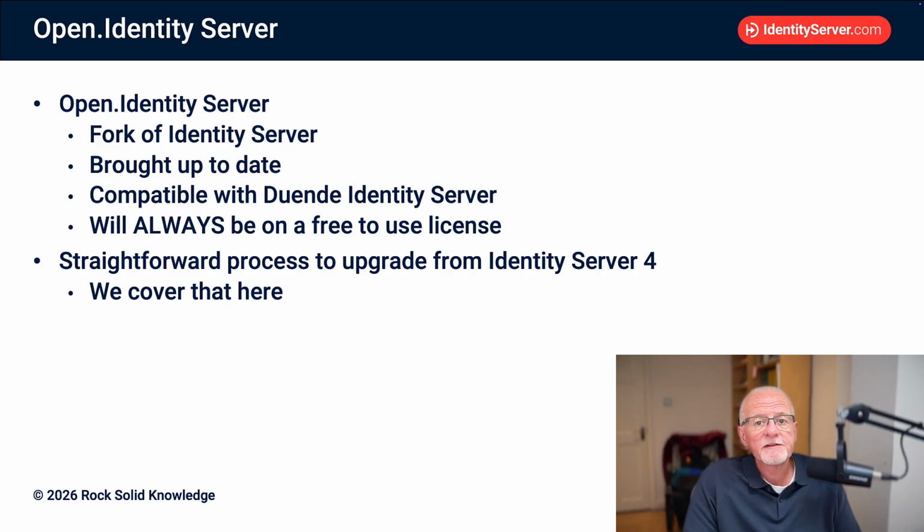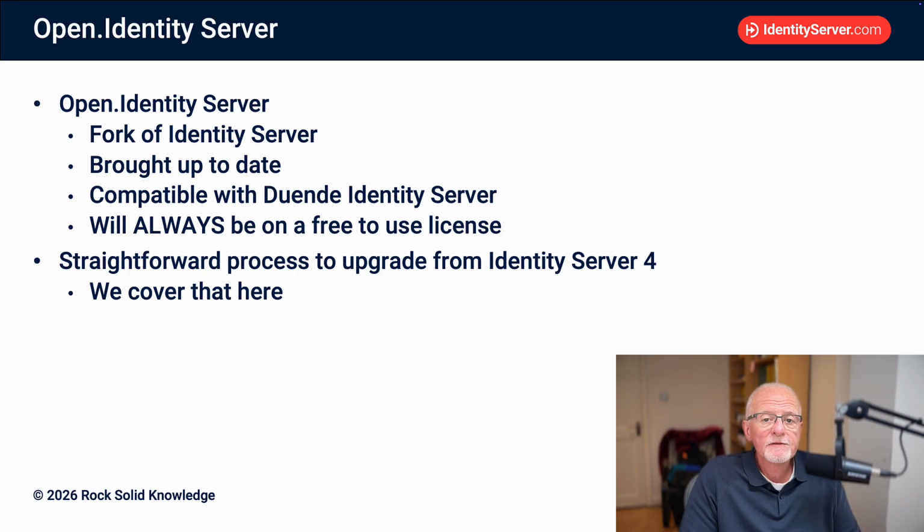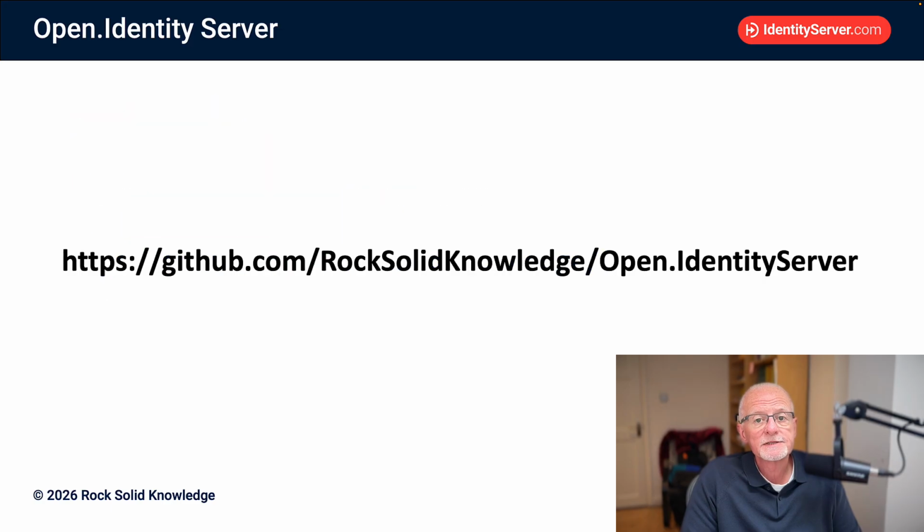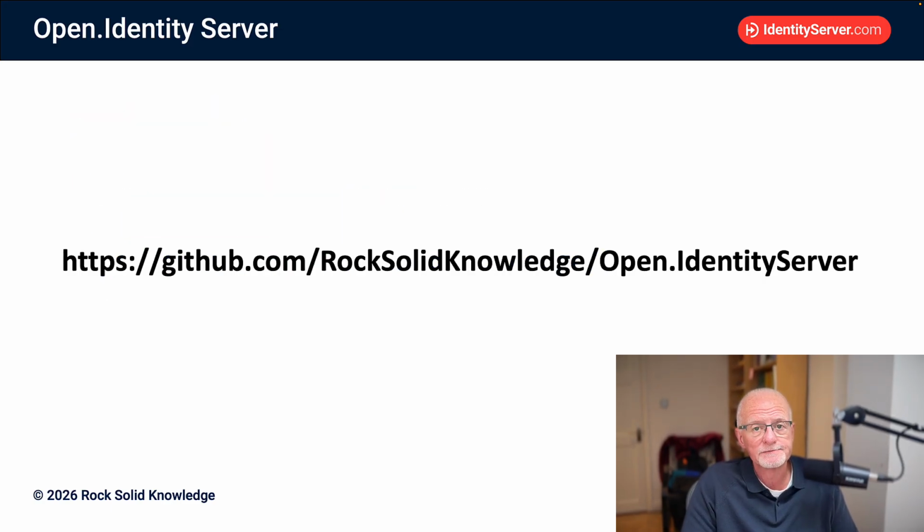Now, if you're upgrading from IdentityServer4 to Open.IdentityServer, it's quite a straightforward process, and we'll see that process here. If you want to look at the source code for Open.IdentityServer, it's on GitHub at this URL: /rocksolidknowledge/open.identityserver. Okay, let's get into the code.